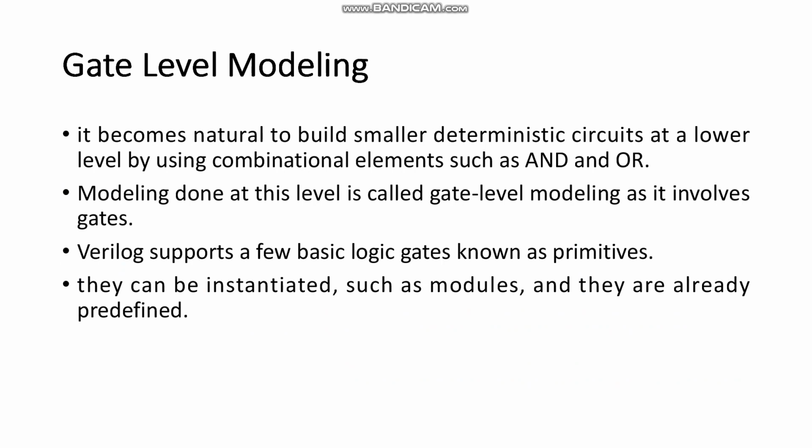For example, I want to implement a 4 by 1 multiplexer. If I want to design the 4 cross 1 multiplexer by using AND gates and OR gates, I include those logical gates for developing the combinational circuit design. That level of abstraction we call gate level abstraction.